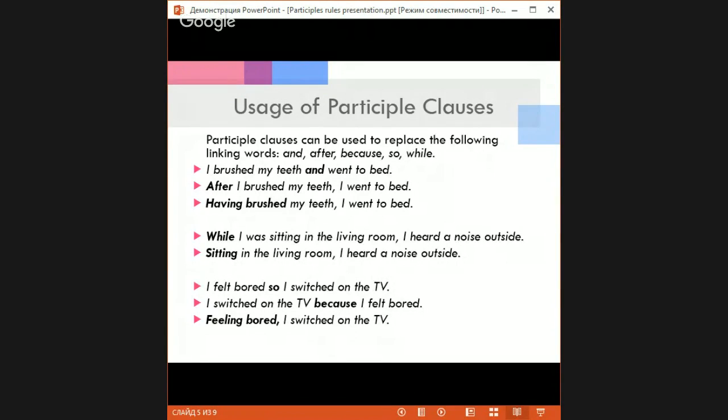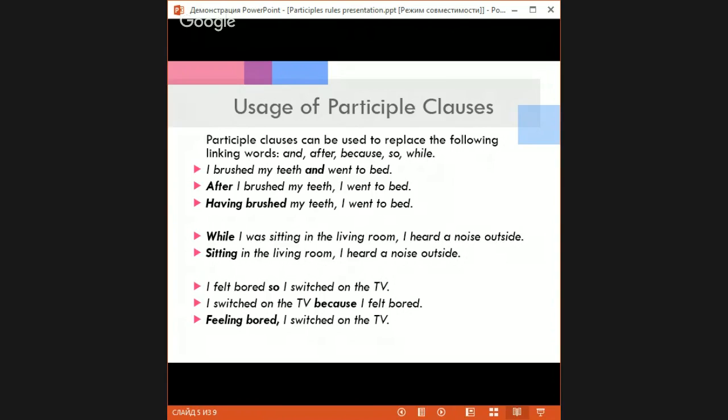While I was sitting in the living room, I heard a noise outside. Sitting in the living room, I heard the noise outside. In this case, we don't use while I was. We just say sitting in the living room, I heard the noise outside. I felt so bored, so I switched on the TV. I switched on the TV because I felt so bored. These words can be replaced: feeling bored, I switched on the TV. I guess that's it. I think it's quite simple to do.